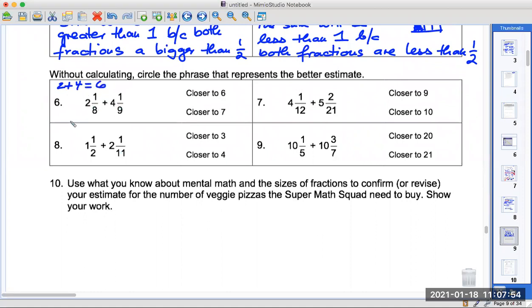But now you're also adding 1/8 plus 1/9. So your job is to think, is this going to be less than 1/2? Yes, it is. This is going to be less than 1/2. So if it's less than 1/2, then your answer would be closer to 6. Because if it's greater than 1/2, it would be closer to 7.